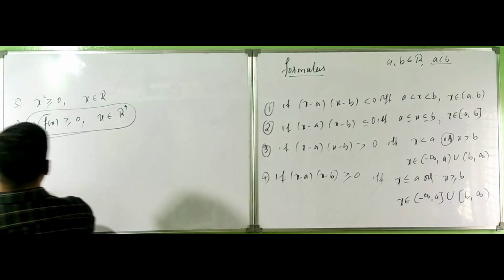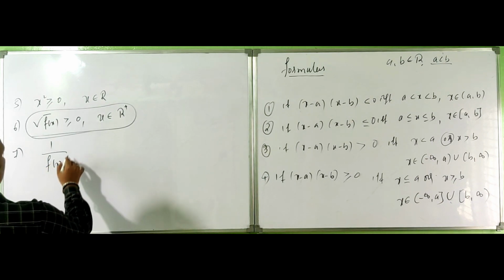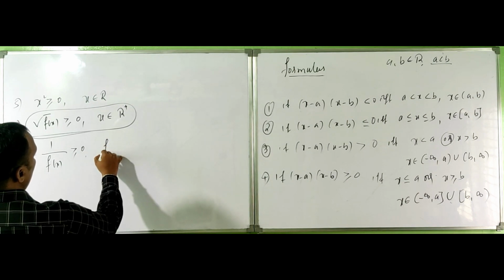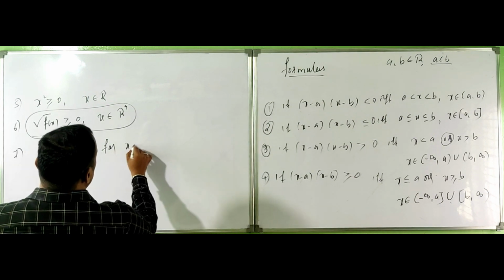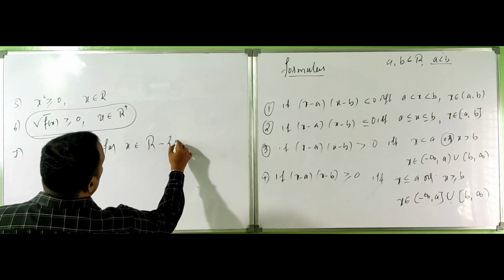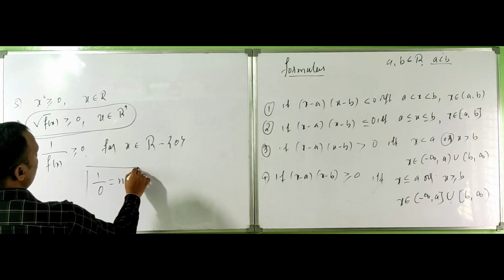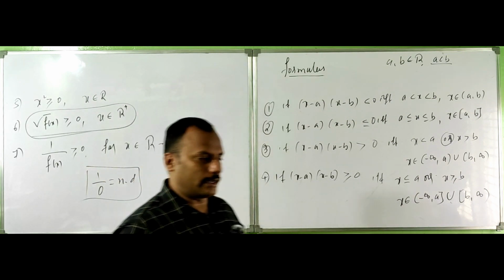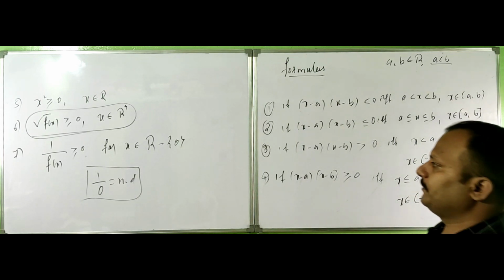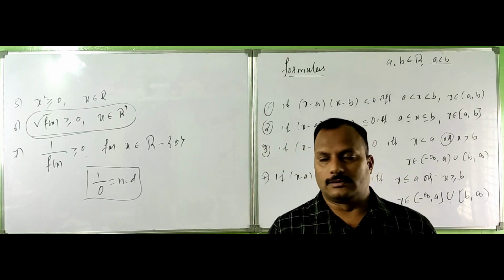Right. The last one is the seventh one. 1 by f of x is defined for all x belongs to R minus 0, because 1 by 0 is not defined, means 1 by x or 1 by y. 1 by function is a positive function almost always, except 0, for all x belongs to R minus the element 0, right? This is the only assumption.